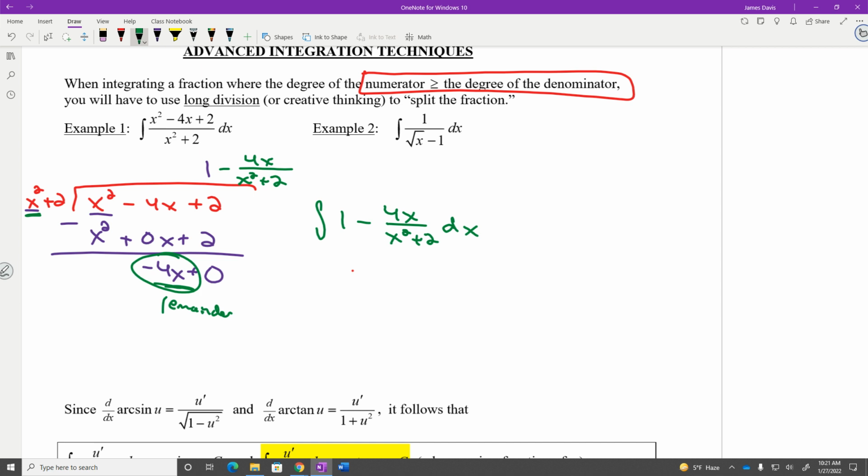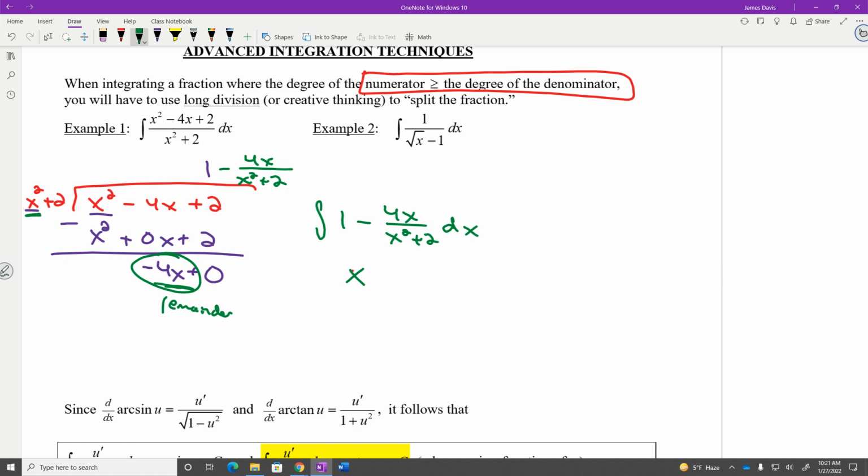Okay, so this integral of 1 is just going to be x. You've got a couple options for the second part. You could do a u substitution. You could also see that this is going to be a natural log, because when you do this, you don't get exactly the same, but pretty darn close to the top, right? Because the derivative of the bottom is just 2x, and the top is 4x.